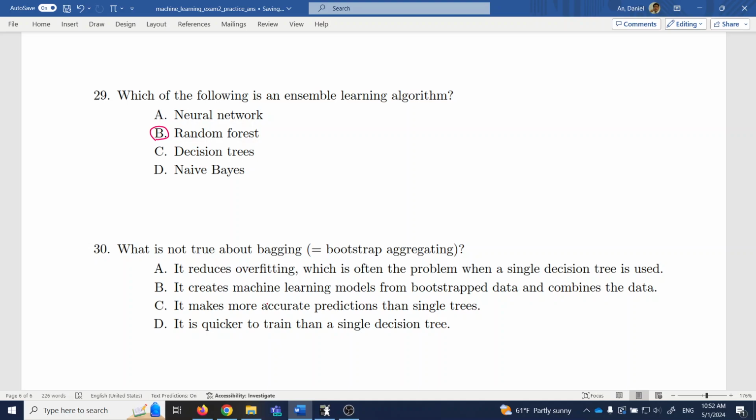And I kind of already explained this number 30. We do the bagging to reduce overfitting. Decision trees often suffer from that. And then it creates machine learning models from bootstrap data and combines the results, yes. And it makes more accurate predictions than single trees, yes. And it's not quicker to train than a single decision tree because you're trying to work with many trees. So it's not quicker to train, and even to make a decision, it will be slower than a single decision tree.